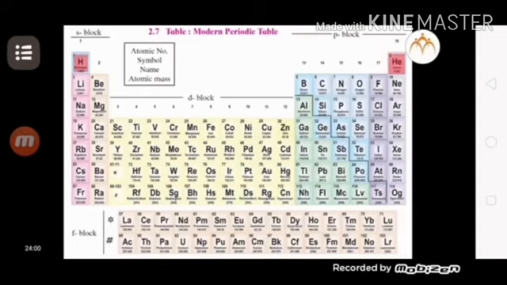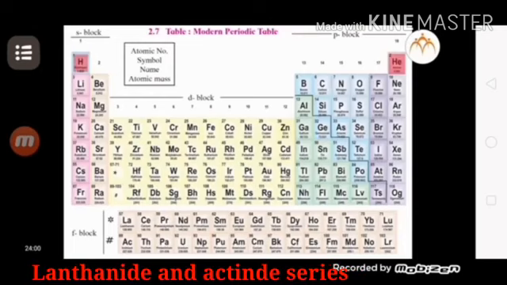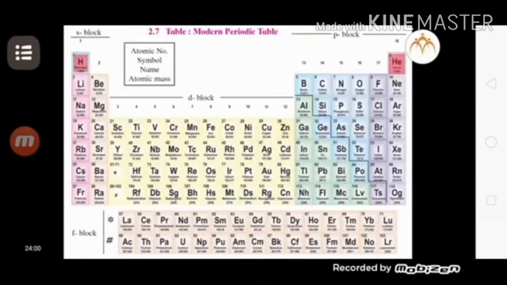Apart from the 7 rows, 2 rows are shown separately at the bottom of the periodic table. These are called the lanthanide series and actinide series respectively. There are 118 boxes in the periodic table including the 2 series. It means that there are 118 places for elements in the modern periodic table. Very recently, the formation of a few elements was established experimentally, and thereby the modern periodic table is now completely filled. All the 118 elements are now discovered.